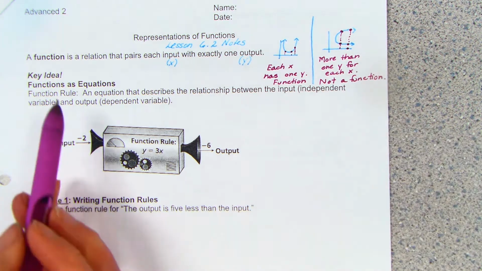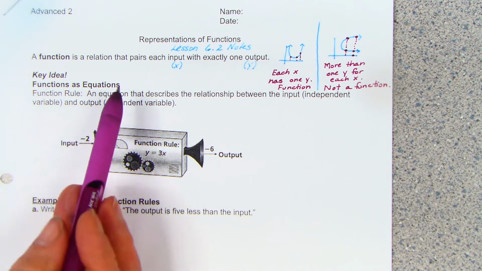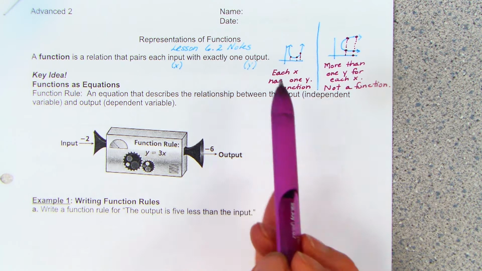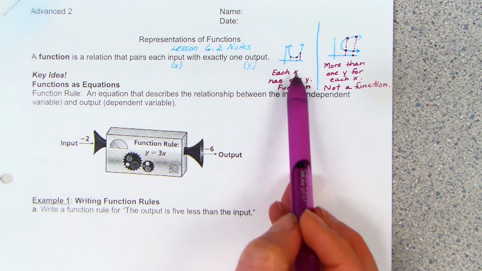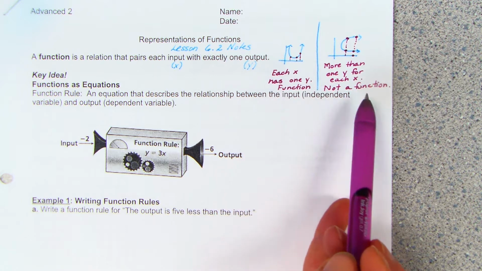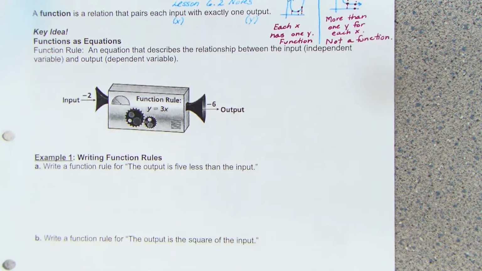Okay, so that's pretty much what we covered in lesson 6.1. That's why I decided that we did not need a whole set of notes to cover that little bit. So things that have one y for each x, that's a function. More than one y for an x, not a function. All right, so then let's look at the key idea.